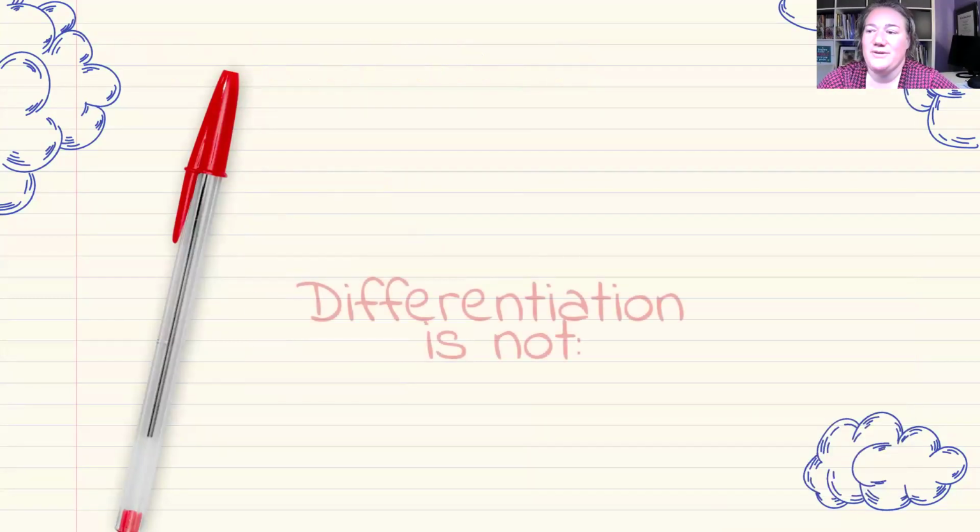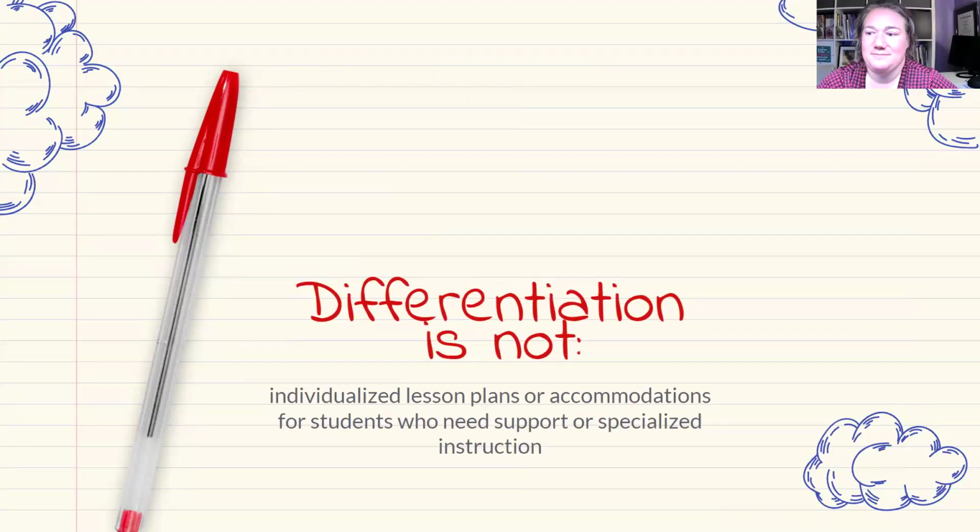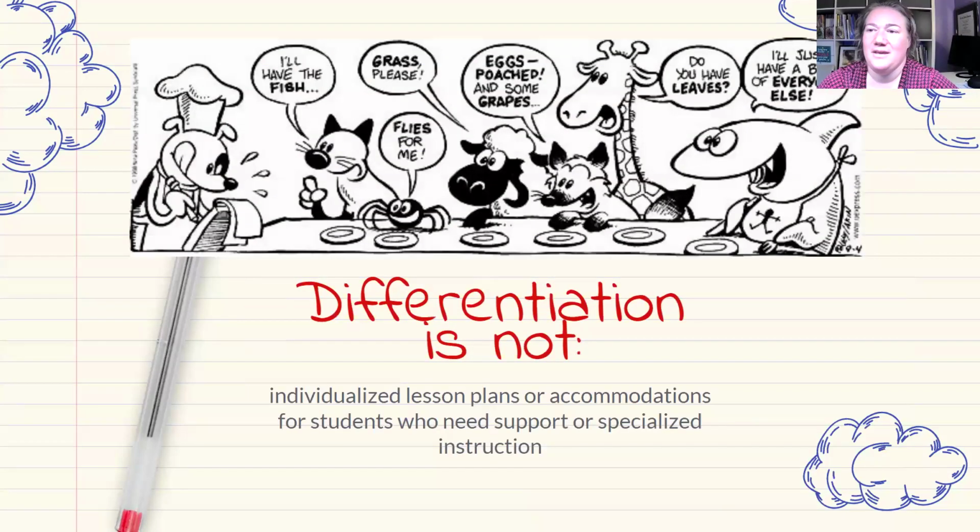What we want to make sure that we don't think it is, is a short order cook. We're not up there trying to do everything for everybody. And this is also not our specially designed instruction either. Differentiation is about access. Specially designed instruction is about individual needs.